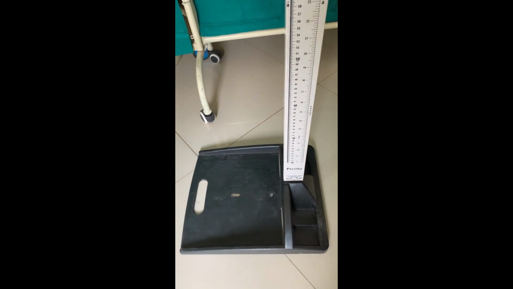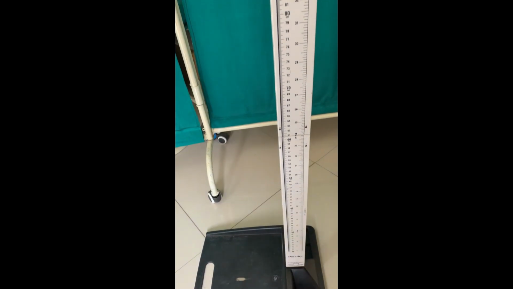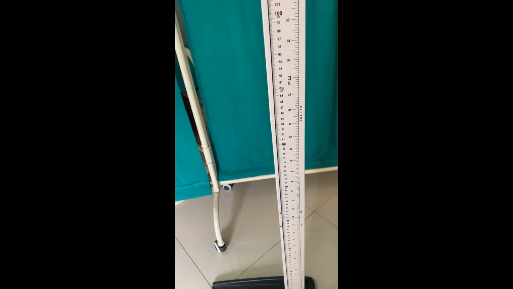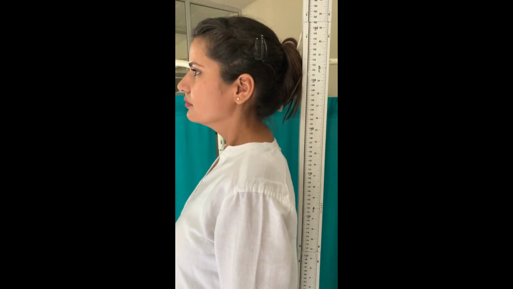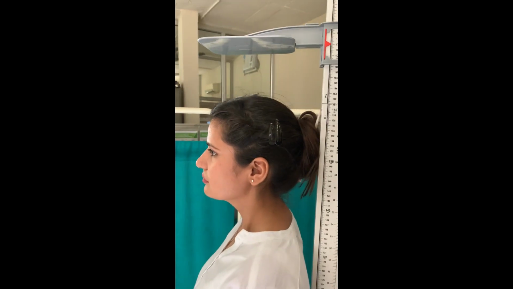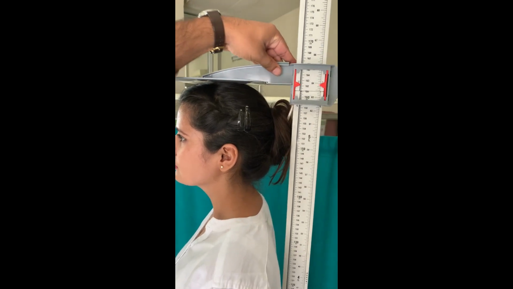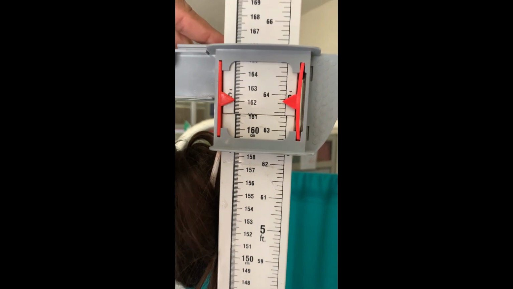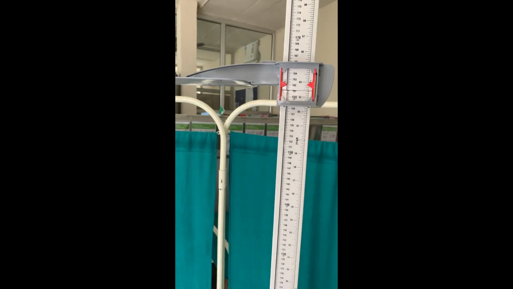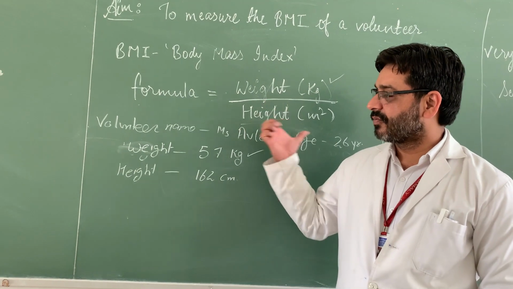Our second step is to measure the height of the volunteer. The volunteer should remove her footwear and stand erect on the stage. Inhale deeply, hold the breath while maintaining the head and body in the same position, and check the height by the scale. Then the volunteer steps away and the measurement is recorded. Now we will start our observation.